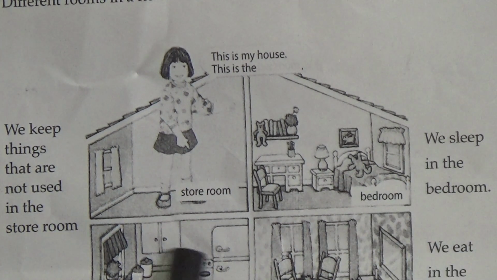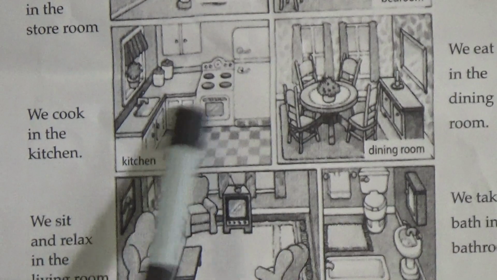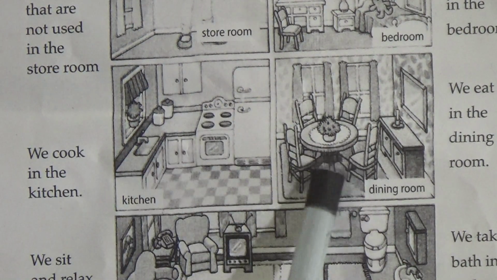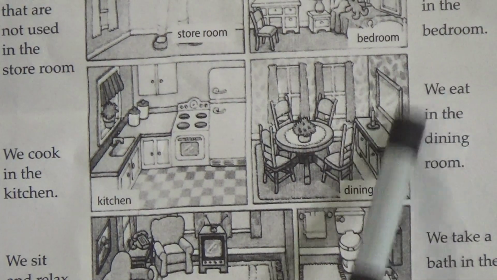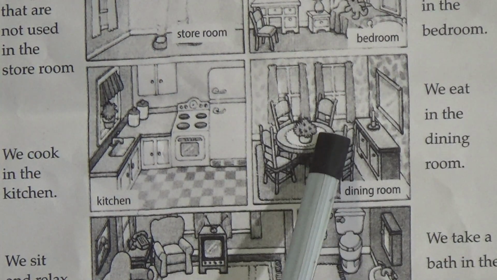Now this is the kitchen. We cook in the kitchen. This is the picture of the kitchen. Now this is the picture of the dining room. We eat in the dining room. This is the picture of the dining room.